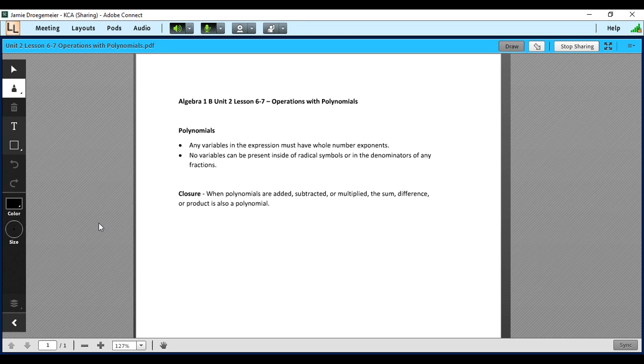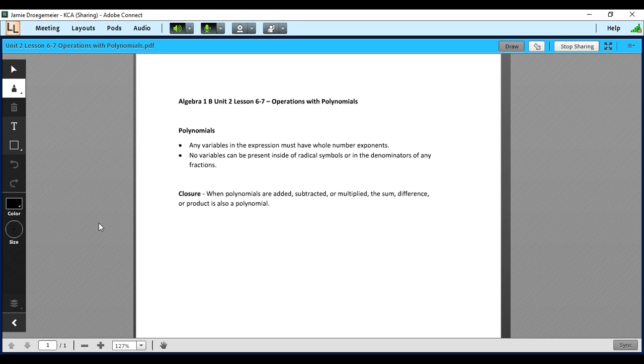We talked about closure means that, for example, one of the examples we looked at was integers, that when I add two integers together, the sum is always going to be an integer. And so that meant that we had closure for addition with integers, that I'm always going to get that same thing. Well, polynomials are going to have similar characteristics here as well.